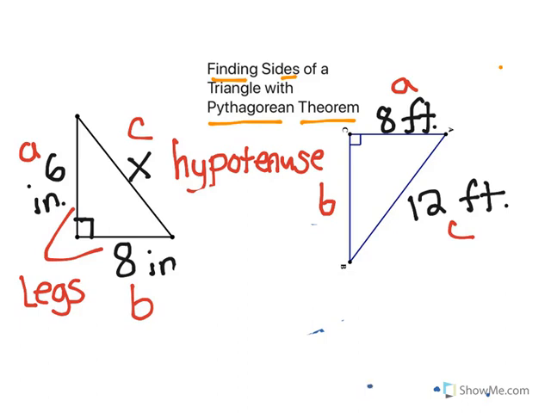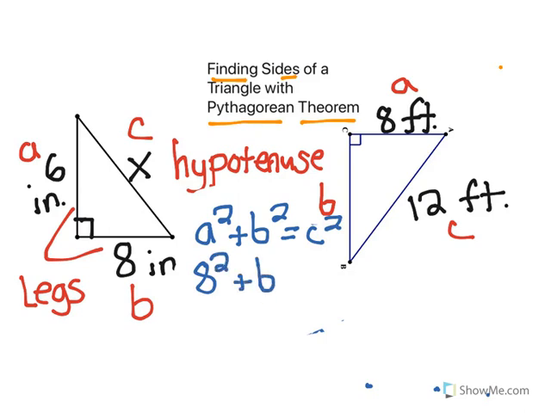So again, our Pythagorean theorem is a squared plus b squared is equal to c squared. My a is 8. I don't know what my b is, so I'm just going to keep that as b. So I've got 8 squared plus b squared. And over here, my c is 12 squared. All right, so now I'm just going to solve. 8 squared is 64. I don't know what b squared is. 12 squared is 144.